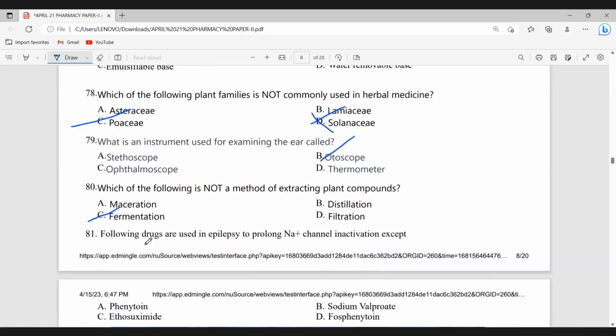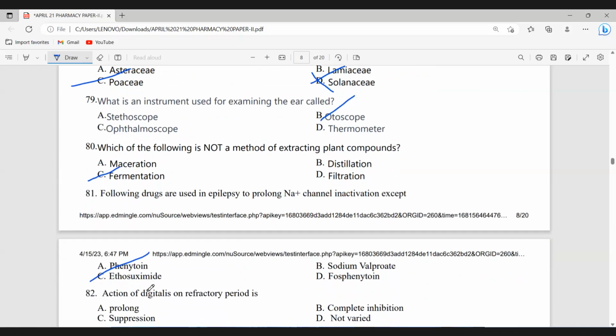Then 81, the following drugs are used in epilepsy to prolong sodium channel inactivation except: ethosuximide. Ethosuximide works by blocking the T-type calcium channels, which reduces the occurrence of low threshold calcium spikes. You need not write all this, but ethosuximide works by blocking the T-type calcium channels.